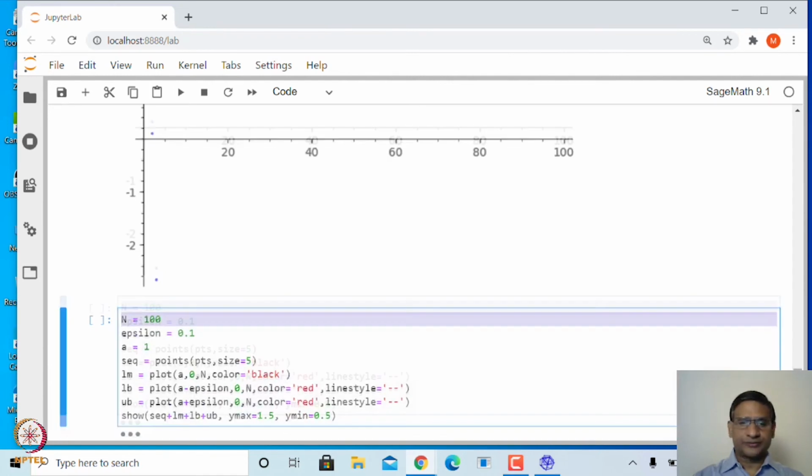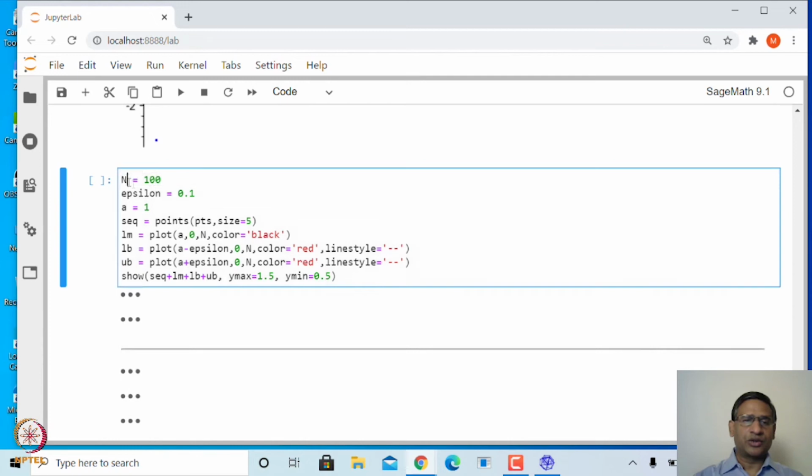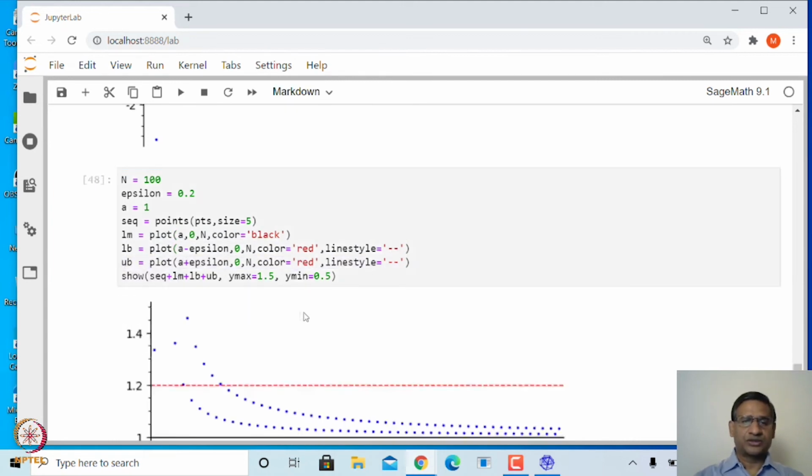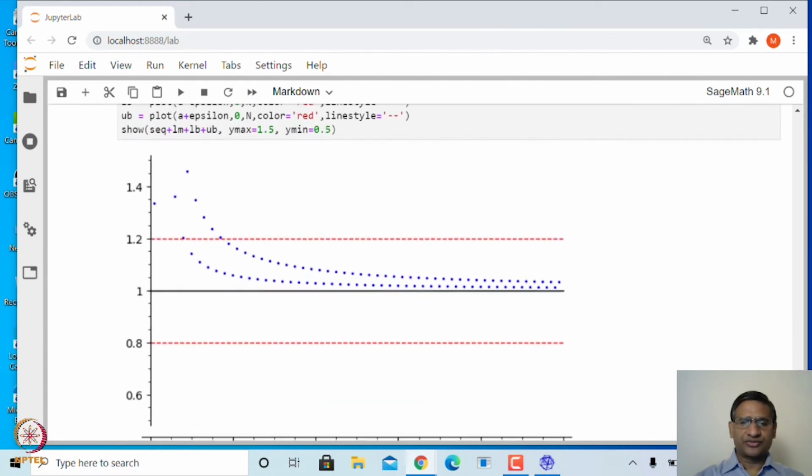That is what is done here. You take n equal to 100 and epsilon equal to, to begin with, a 0.2 band, and the point is at a, and then let us plot the line. This is the line. Then the lower line is 1 minus epsilon, and the upper line is 1 plus epsilon, and let us show. So, what happens in this case, you can see here, this is the band at y equal to 1, between 1.2 and 0.8. You can see that after a few terms, all the terms of the sequence lie inside this band.